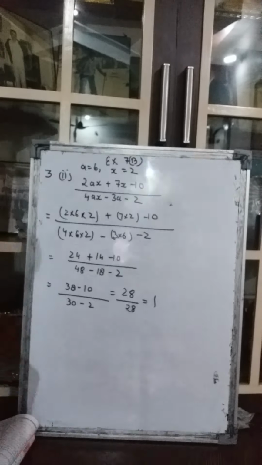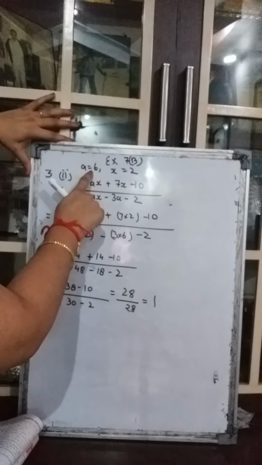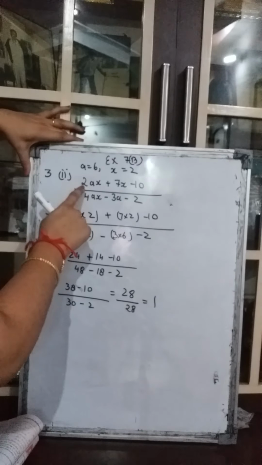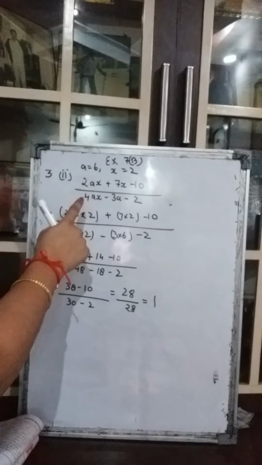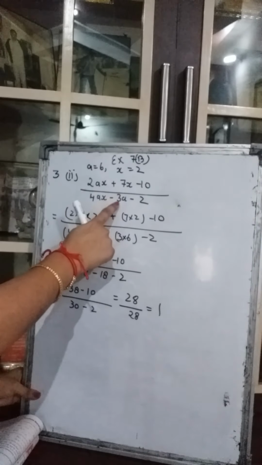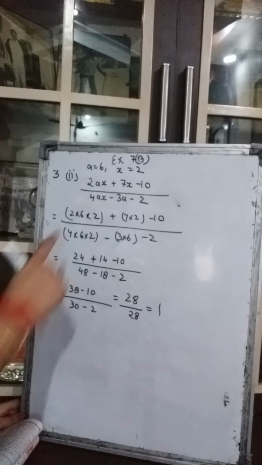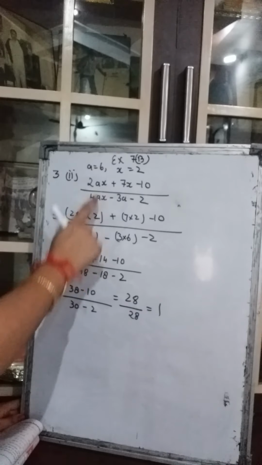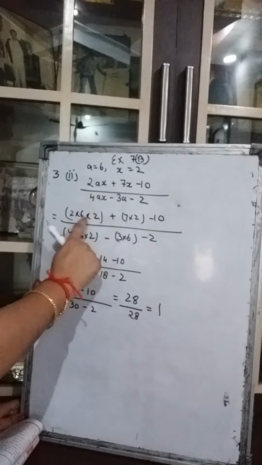Okay. Now girls, the third question, we will do the second part here. The first part you will do in the homework copy. It says the value of A is equal to 6 and X is equal to 2. And the expression given to you is 2AX plus 7X minus 10 upon 4AX minus 3A minus 2. So we will simply put the values in it. So 2 into A into X, so it is 2 into 6 into 2. Put the values. Value of A is 6, put 6 here. Value of X is 2, put 2 here.